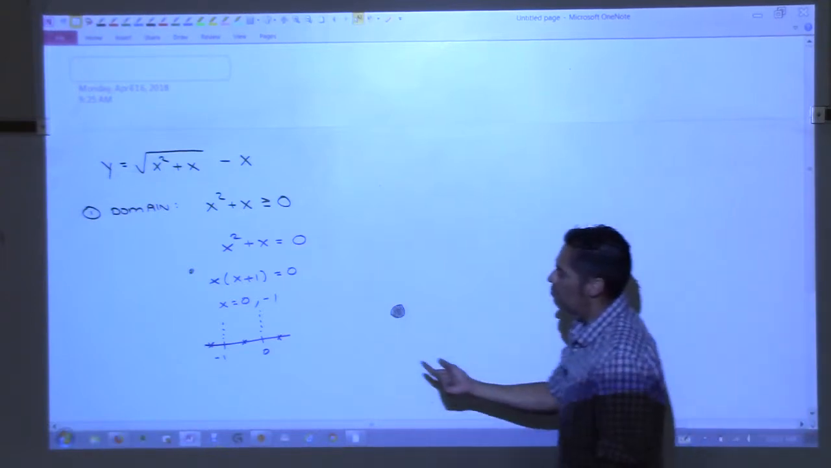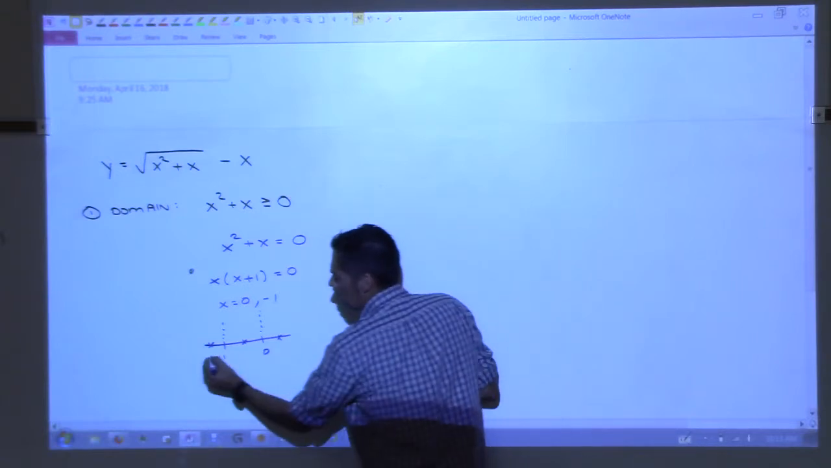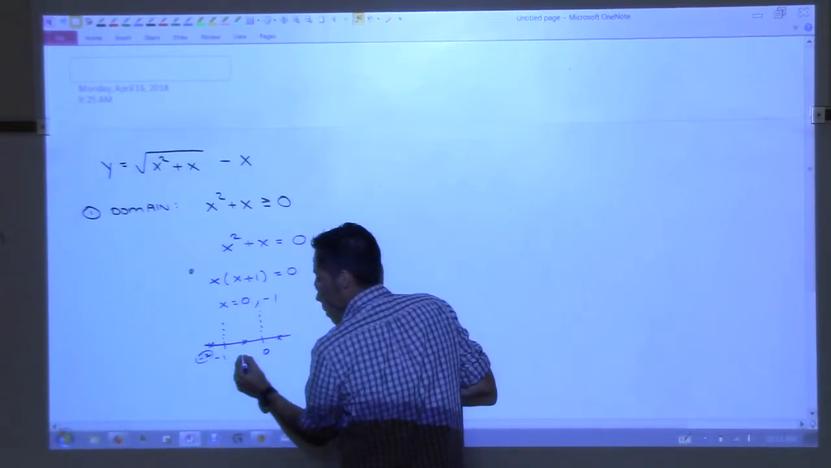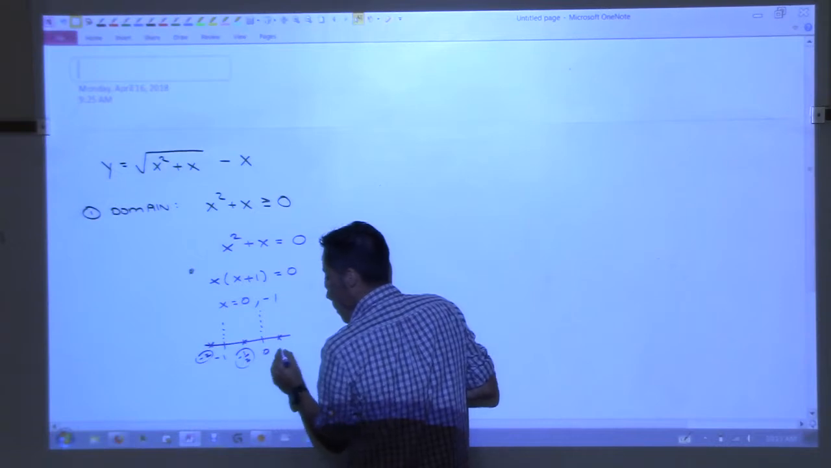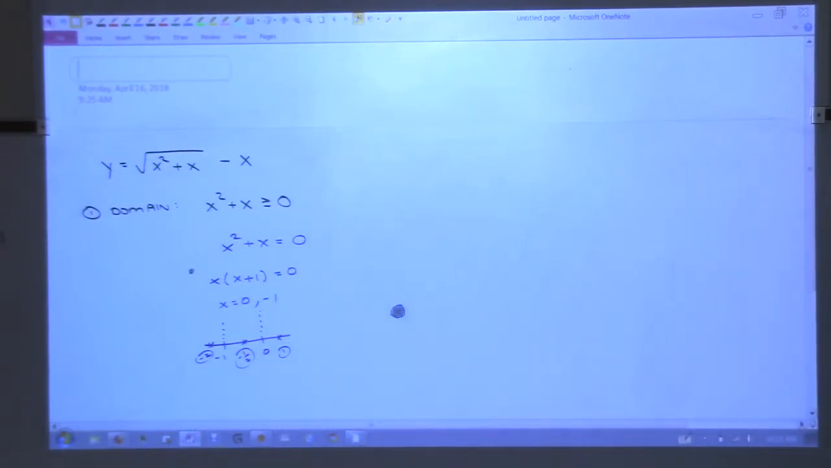And we plug some points in, and we try and see when we get bigger than 0. So let's plug in like negative 2. Let's plug in negative 1/2. And we can plug in 1. There's an easy way to do this. Can anyone tell me the easier way to do this?